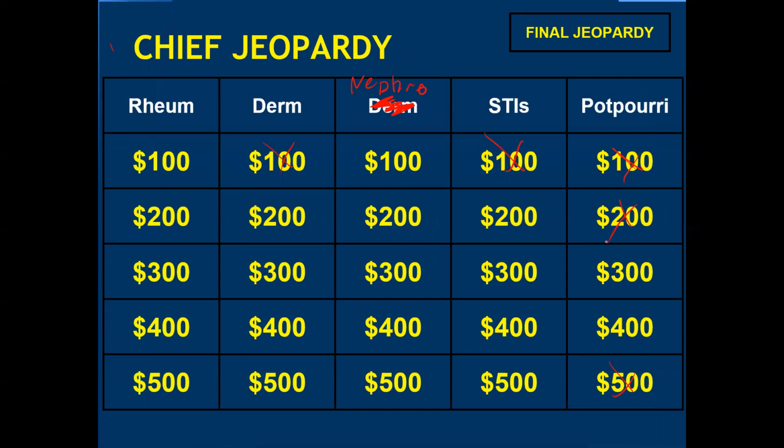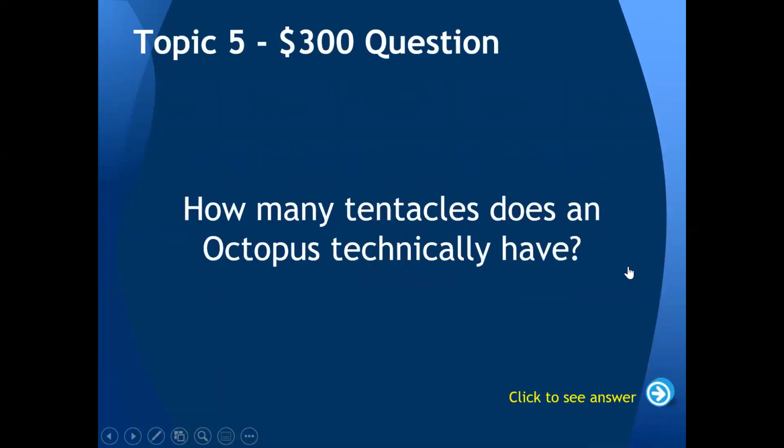200 Potpourri. All right. What do we got? You guys still? 300 for Potpourri? We're gonna do it. Oh, this one's good. How many tentacles does an octopus technically have? Oh, it's a trick. You think? Come on, you think I'm gonna get you with octo? 0. Yes, he's right. And why 0? We got bonus points on it.